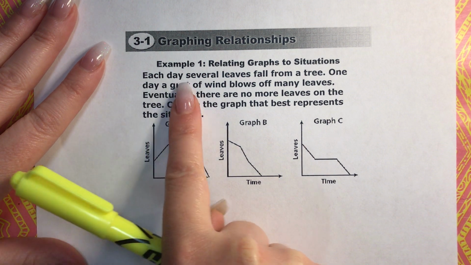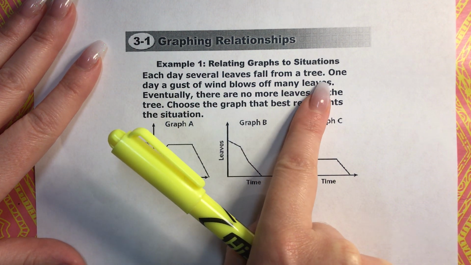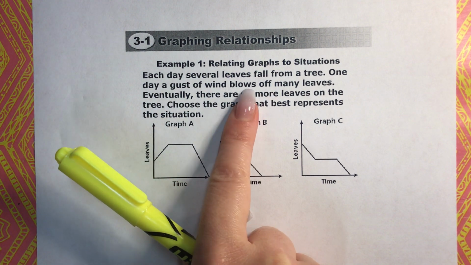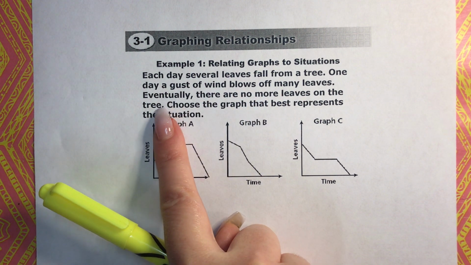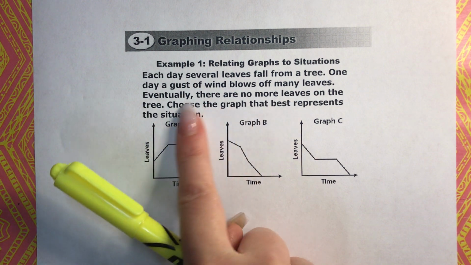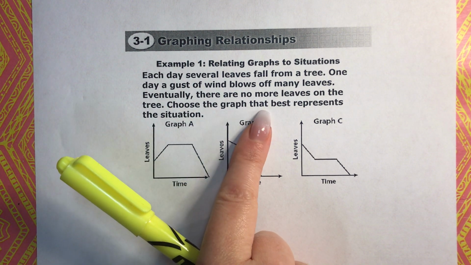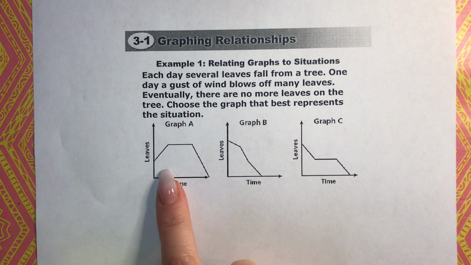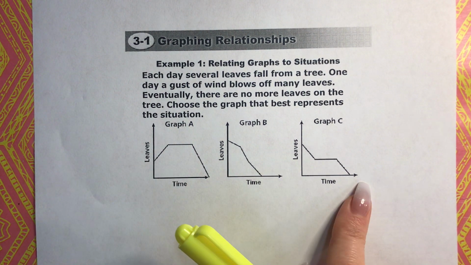This says each day several leaves fall from a tree. One day, a gust of wind blows off many tree leaves. Eventually, there are no more leaves on the tree. Choose the graph that best represents the situation. Okay, so we have graph A, graph B, and graph C.